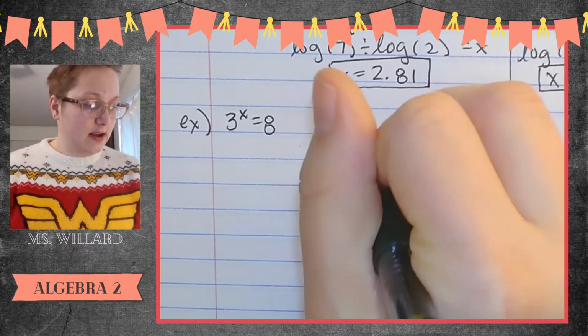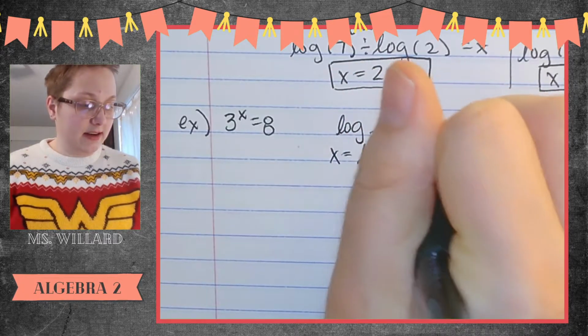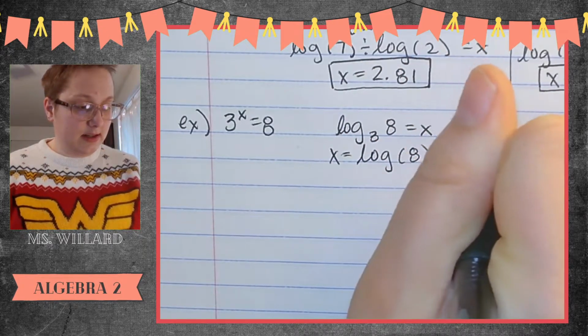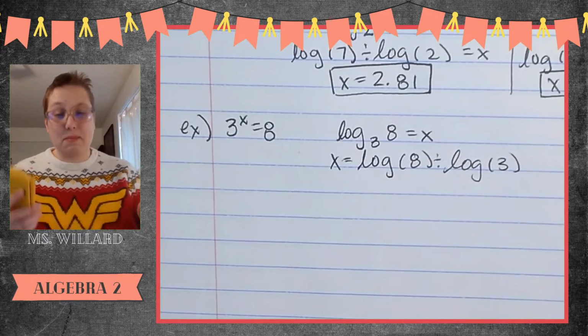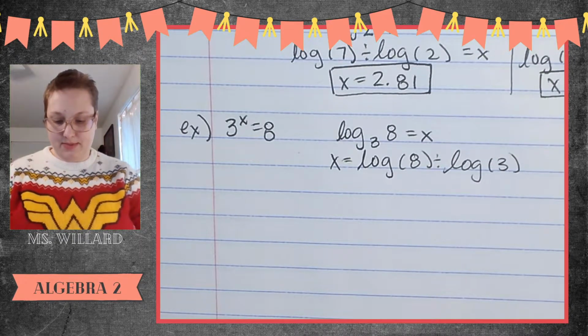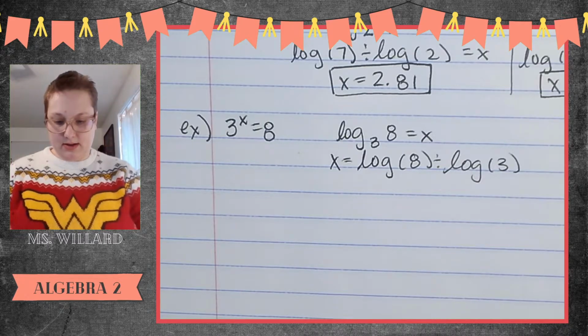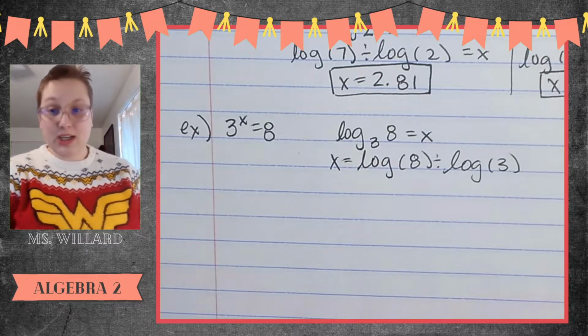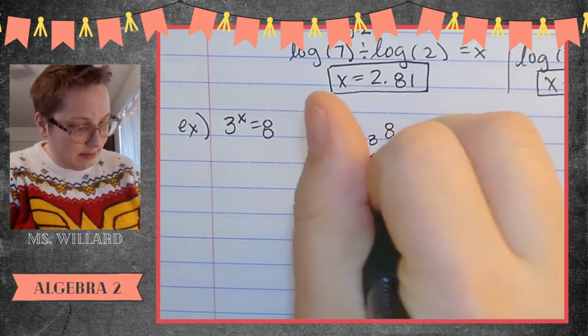So what I'm going to do, I'm going to do log of 8 divided by log of 3. It's always the base is the thing that I'm dividing by. Log 8 divided by log 3. Good, it's less than 2 like I thought. 1.89.